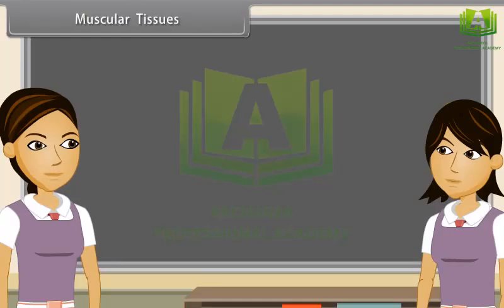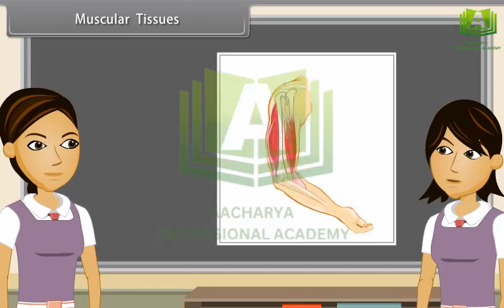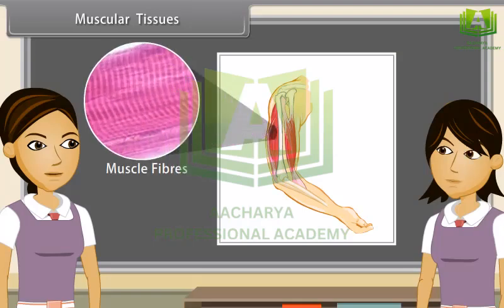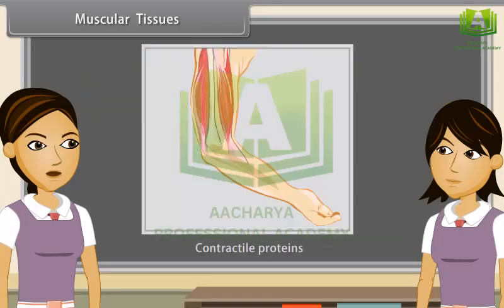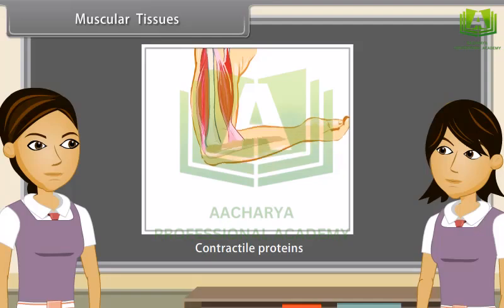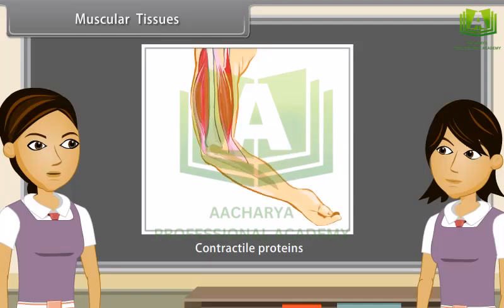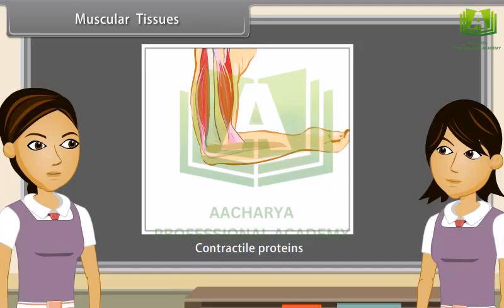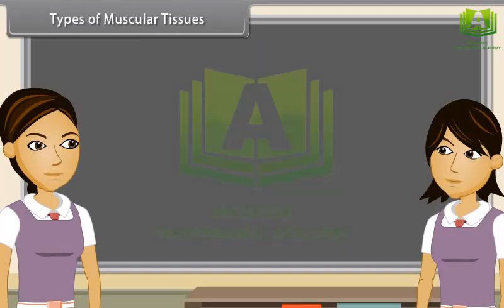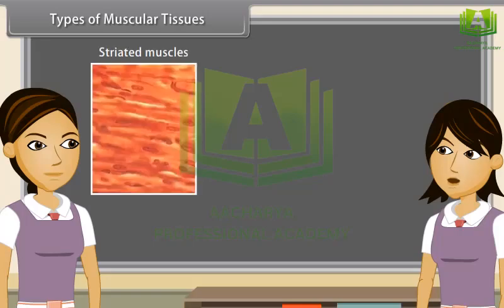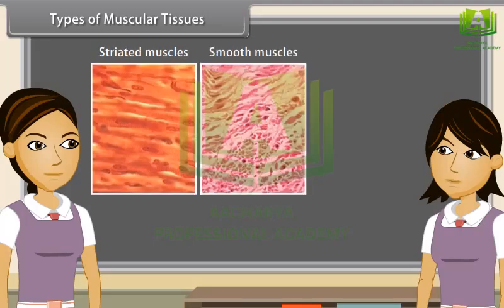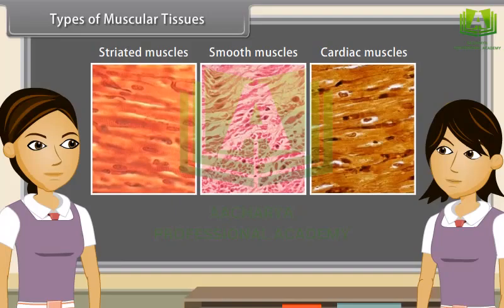Muscular tissues. Muscular tissue consists of elongated cells, also called muscle fibers. Muscle contains special proteins called contractile proteins. When these proteins contract and relax, then the movement is caused. Types of muscular tissues. Ankita, on the basis of location, structure and function, muscle fibers are of three types: striated muscles, smooth muscles, and cardiac muscles.